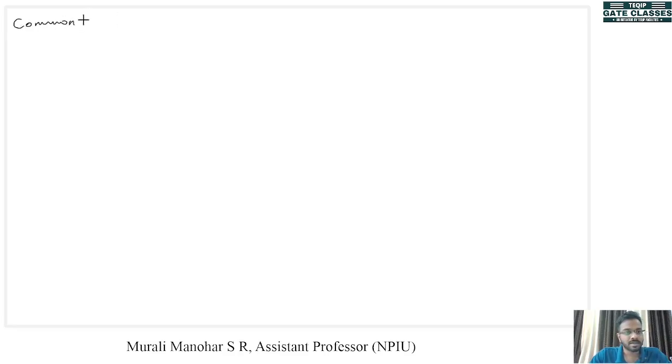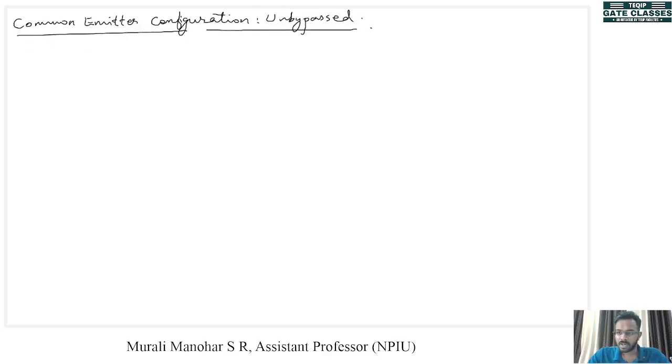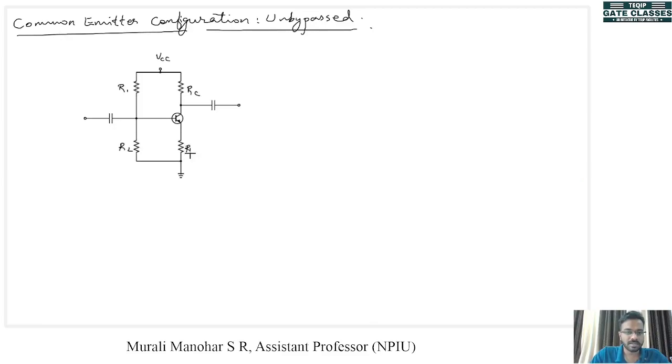Let's write it. Common emitter configuration. Now we know the circuit. This is the circuit. Here we have VCC, R1, R2, this is RC, this is RE, and here we have Ci and Co. Now this is connected to our source, so there is the source resistance Rs, and here we have our source, that is the signal. This is Vs, this is Rs.